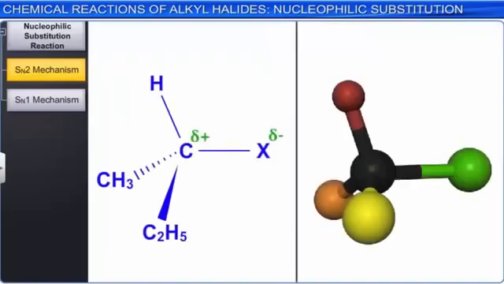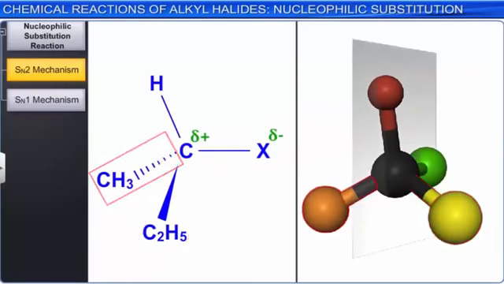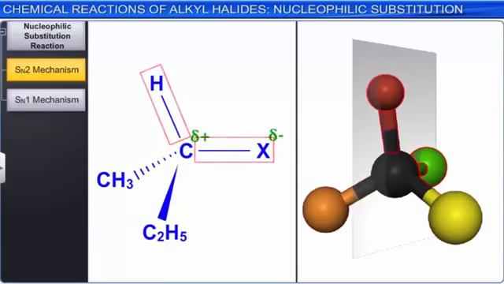Take note of the three-dimensional arrangement of the atoms around the carbon in the alkyl halide. The solid wedge is used to show the bonds coming out of the plane of the screen. The dashed lines show bonds going down the plane of the screen, while the straight lines represent the bonds in the plane of the screen.